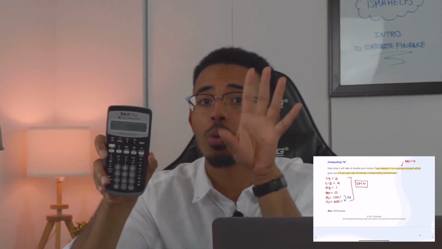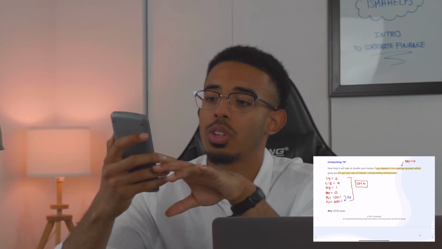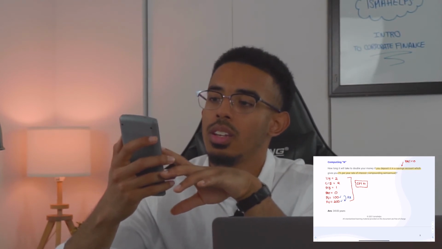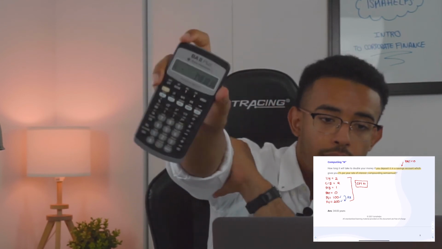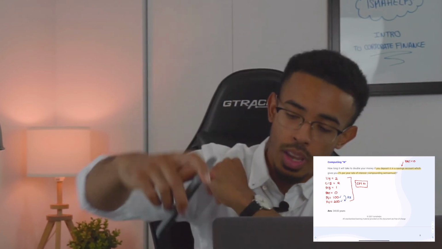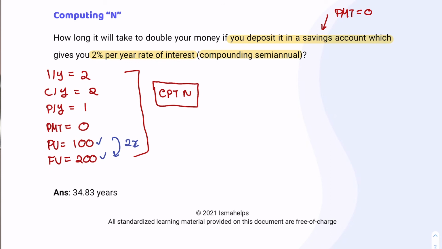Now, all that is left to do is computing for n. You press compute n, and it's going to give you 34.83. And it's as simple as that. We got our answer: n equals 34.83. In this case, we consider our payments as per year, per annum. Therefore, it would be 34.83 years. And it's as simple as that.